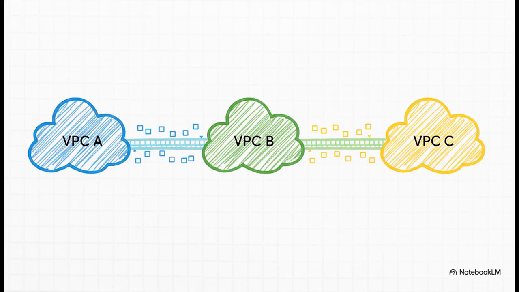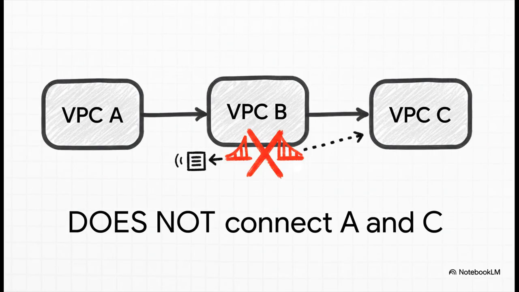And you can keep going with this. Let's say we also need to connect VPC-B to a third network, VPC-C. No problem, we can set up another peering connection. And now VPC-B can talk to both A and C. Seems pretty straightforward, right? Well, there's a catch. And this is a big one.